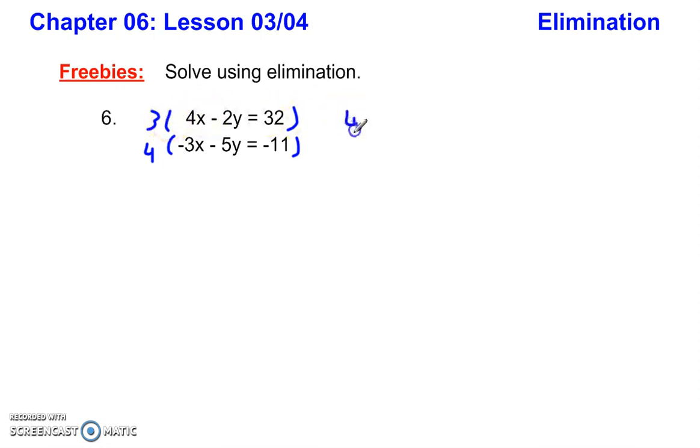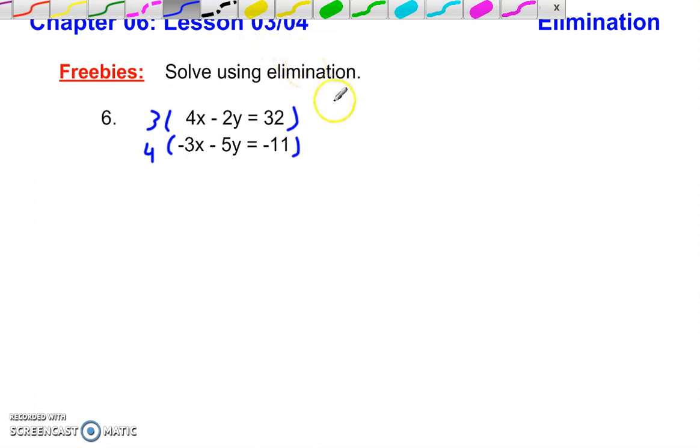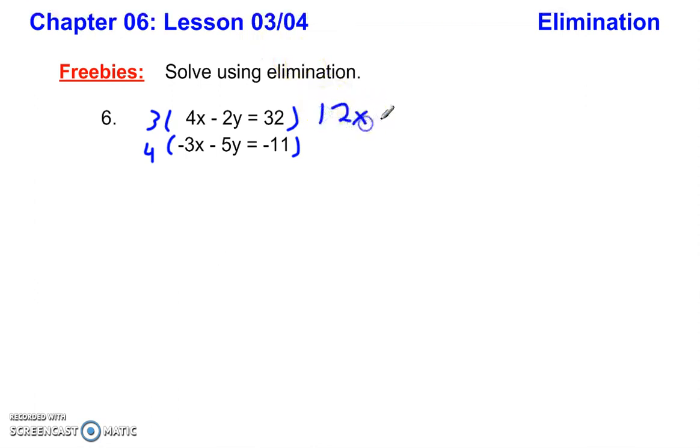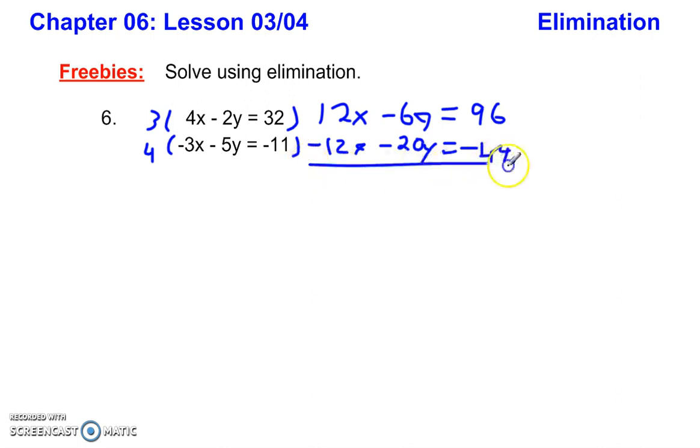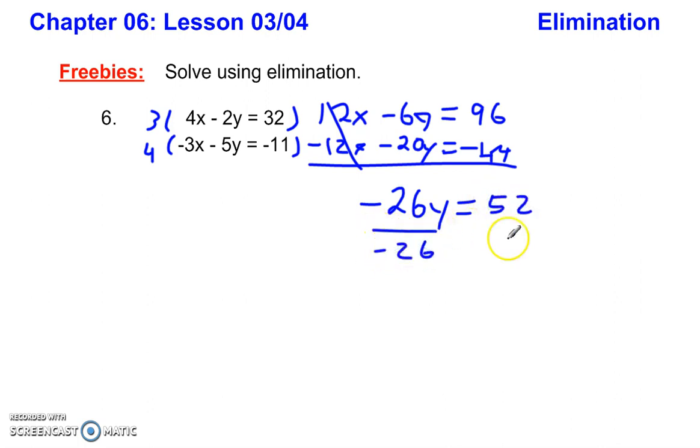So 3 times 4 is 12x minus 6y is equal to 96. And then here we have negative 12x minus 20y is equal to negative 44. Cancel out these. Negative 26y is equal to, subtract those, 52. Divide by negative 26. And we get y is equal to negative 2.